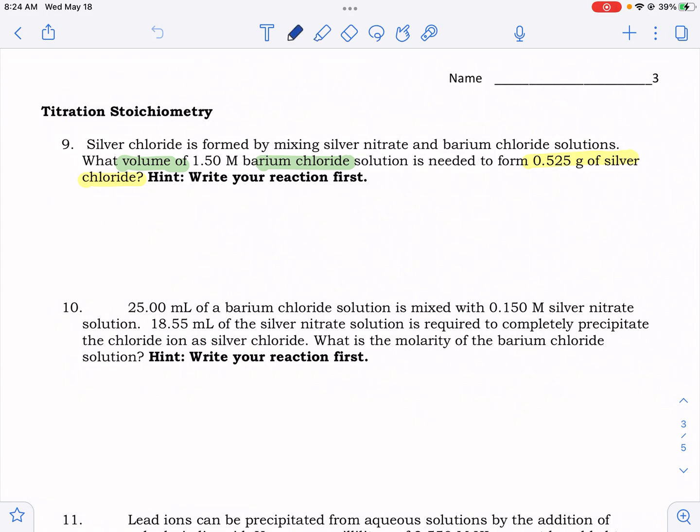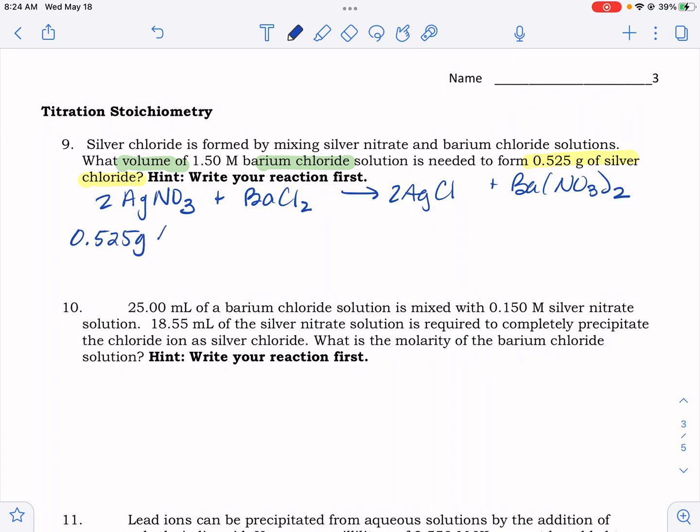Got to write our equation first. Silver chloride is formed by mixing silver nitrate and barium chloride. Silver chloride plus barium nitrate. Okay, we need, no, not a 2 there. Oh, I wrote that wrong. AgCl, not AgCl2. We need a 2 here, and we need a 2 here. All right.